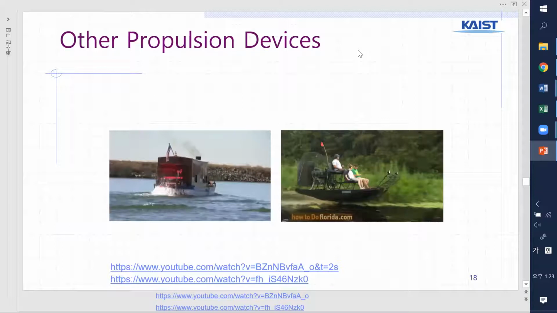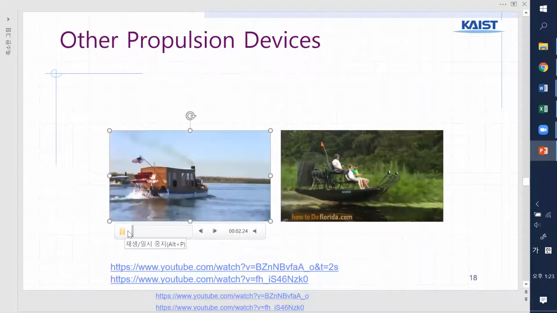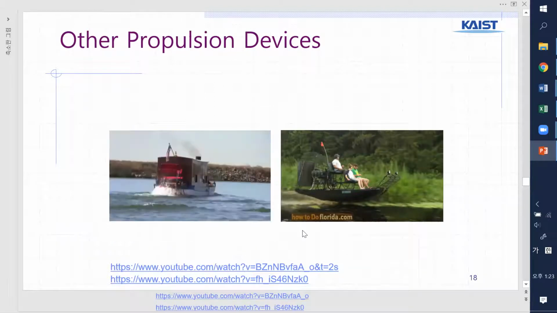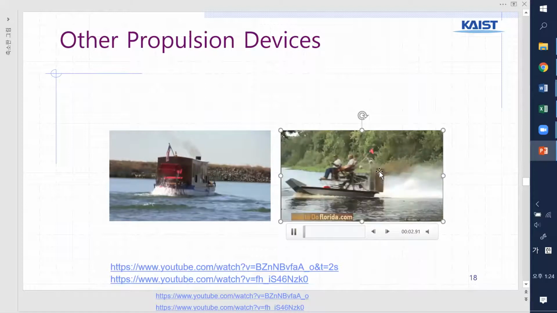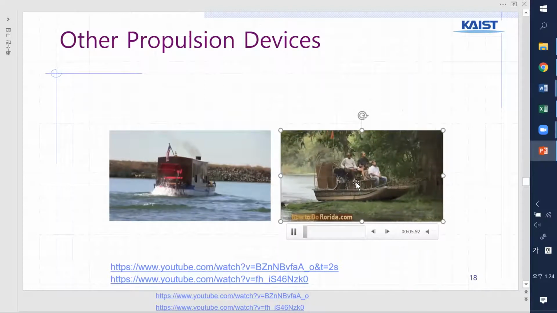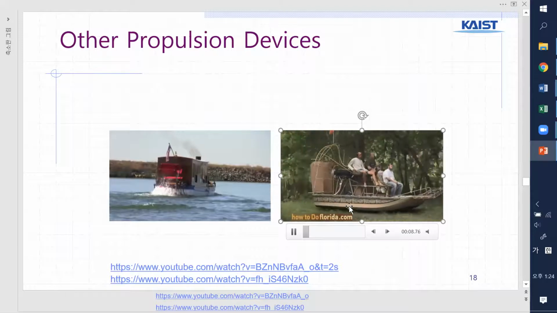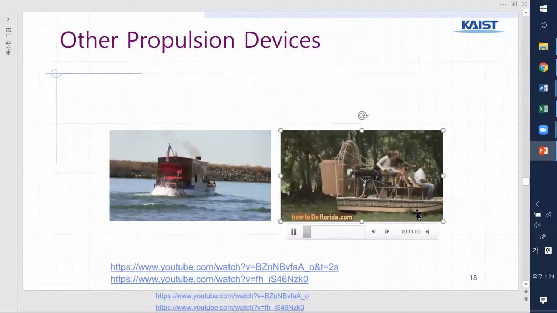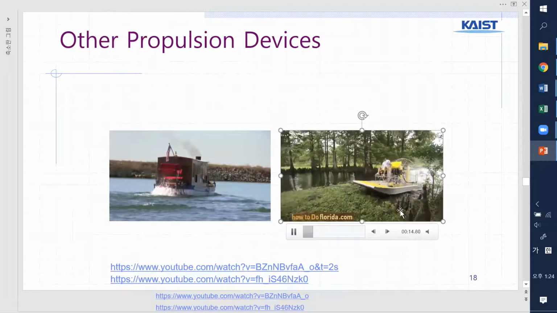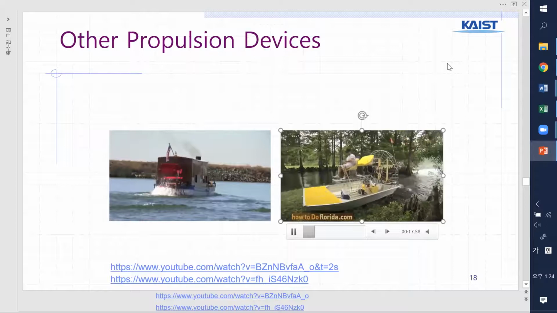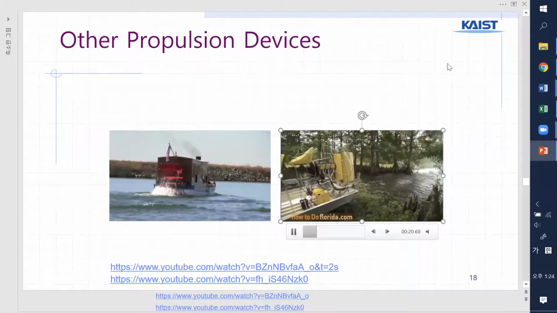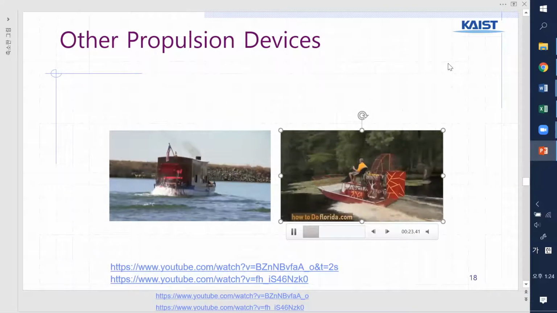Right, and this is a paddle wheel, and also, oh, there's a video. Probably we can turn it on. Paddle wheel, and then also the air cushion vehicle. Air propellers are behind, so they can run above the land side together with the water side. So amphibious means they can drive on either water or land. That's convenient.